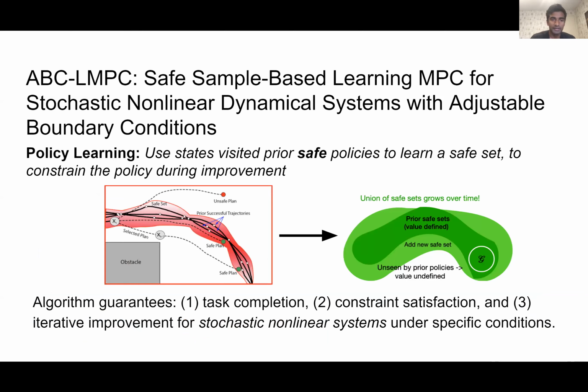We first define a safe set in the state space based on regions visited by prior safe policies, which we use to construct improved new policies that are also safe. We prove guarantees for constraint satisfaction, convergence to the goal set, and iterative improvement for the sequence of policies generated by the algorithm. First, we focus on the fixed start, fixed goal set case. Next slide, please.